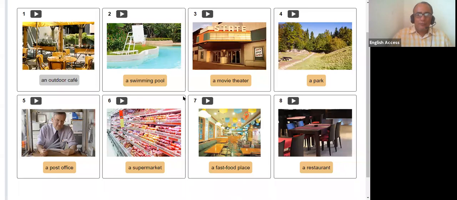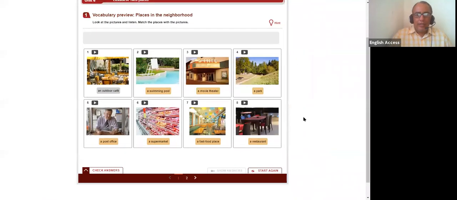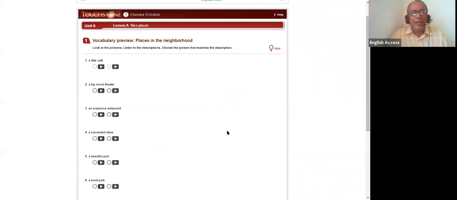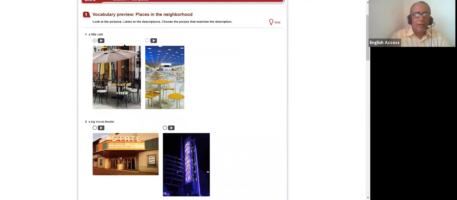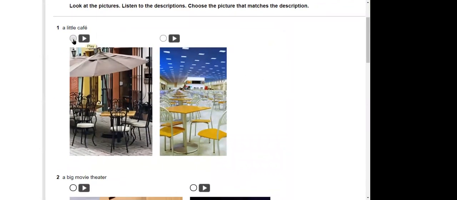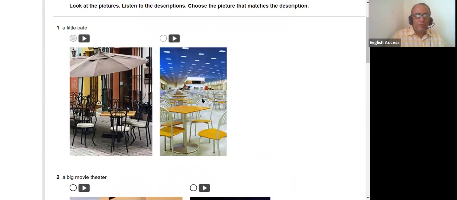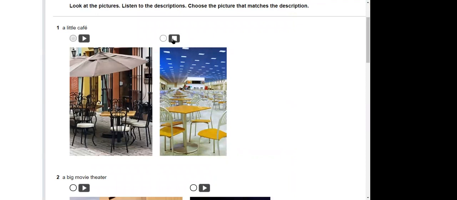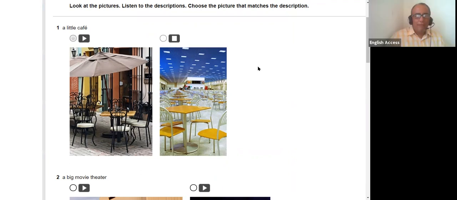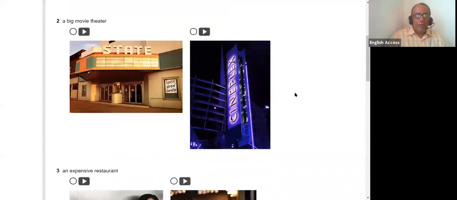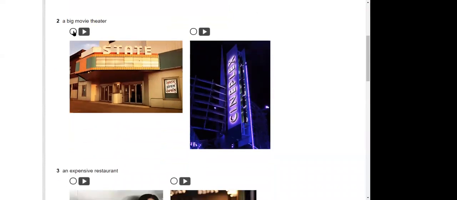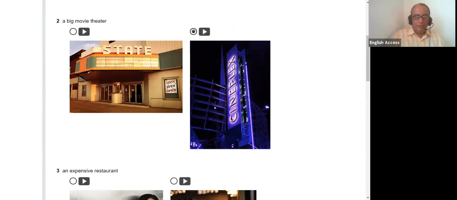Let's continue. Let's go for the next activity. It says more preview about vocabulary. A little cafe. Is it this picture or this picture? First picture. Okay. A big cafe. A small movie theater. Which one is it? The first one. A big movie theater. This is the correct one.